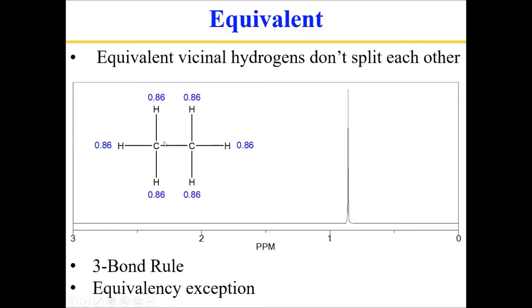So notice that ethane has 6 total hydrogens right here, and the 3 hydrogens on the right methyl group are 3 bonds away from the 3 hydrogens on the left methyl group. And even though both groups of hydrogens are 3 bonds away from each other, it still shows up as a singlet. And this is because hydrogens that are 3 bonds away will split each other unless they are equivalent to each other. So this is a case where that 3 bond rule doesn't apply when hydrogens are equivalent.